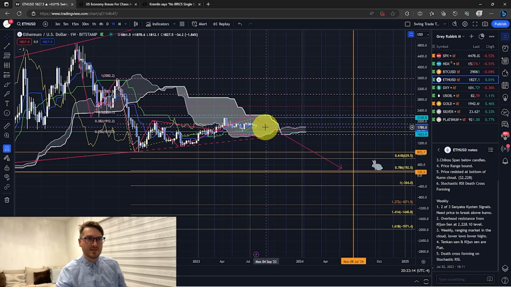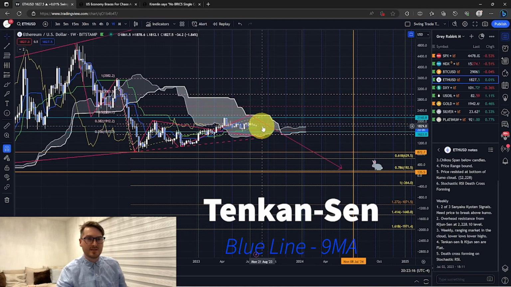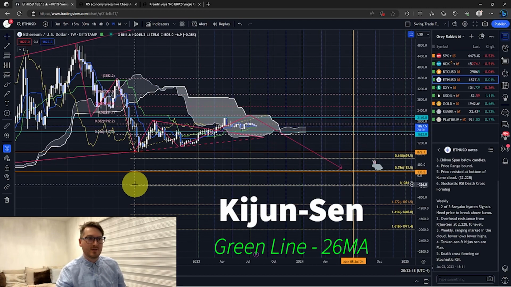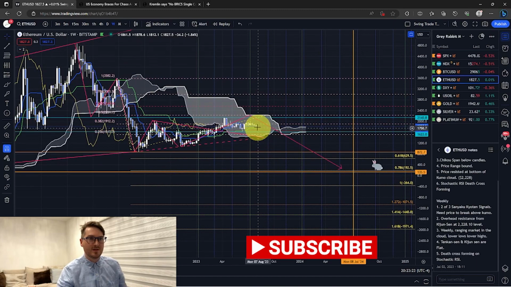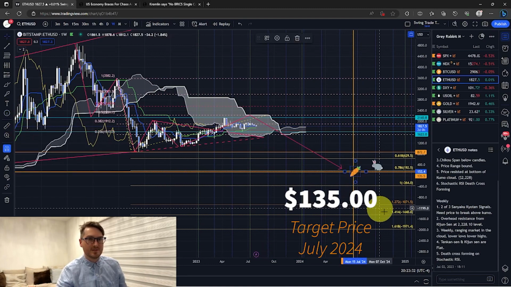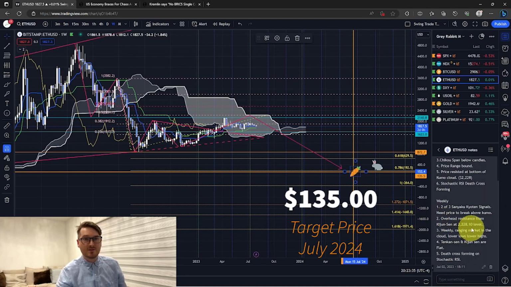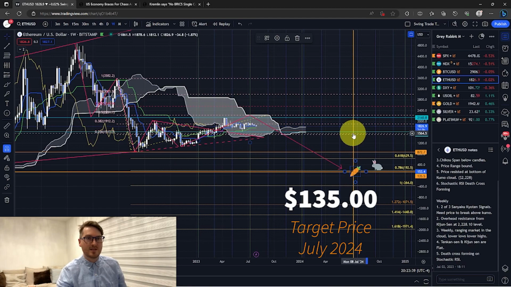We have the Tenkan-sen and the Kijun-sen both flat. We also have a death cross about to form on the stochastic RSI. So I'm expecting price to continue down from these levels, and I'm expecting our price target to be right around here. This is the $135 level. And I'm expecting price to reach down there by July 2024.